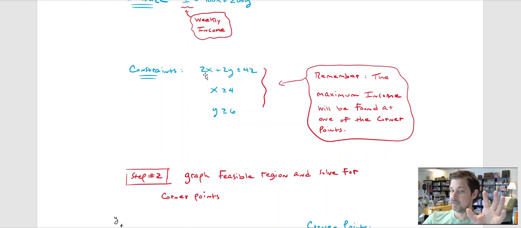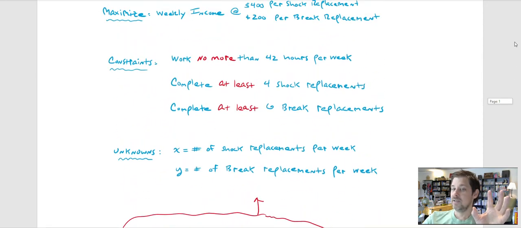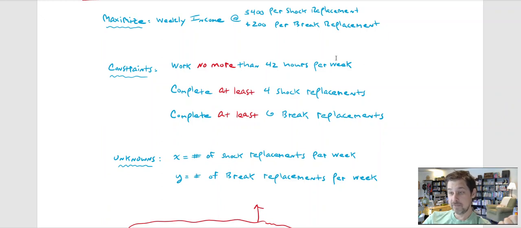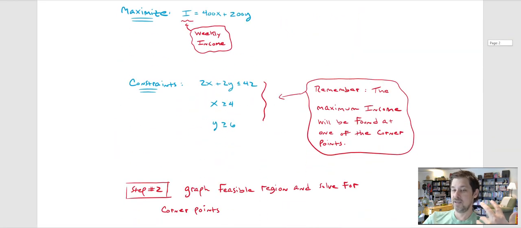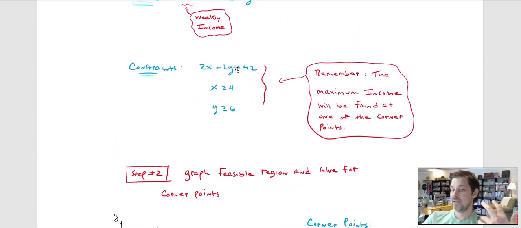So, look at that right there. 2x plus 2y less than or equal to 42 is equivalent to the verbal statement that the mechanic will work no more than 42 hours per week. Okay? This is how we calculate the number of hours the mechanic works. That needs to be less than or equal to 42. That's like saying no more than 42. So there goes that first one.